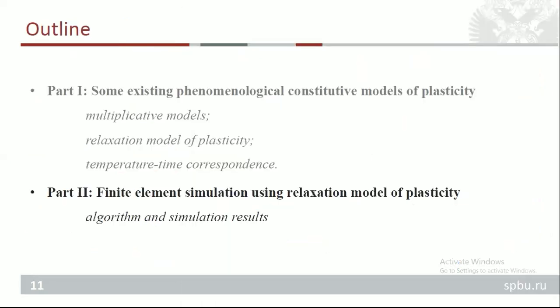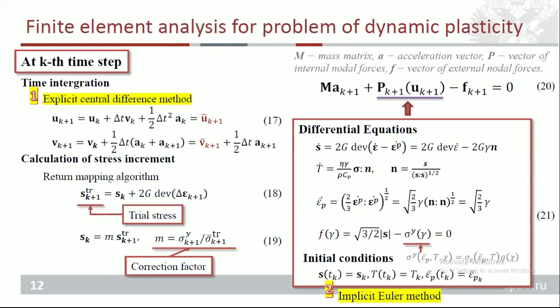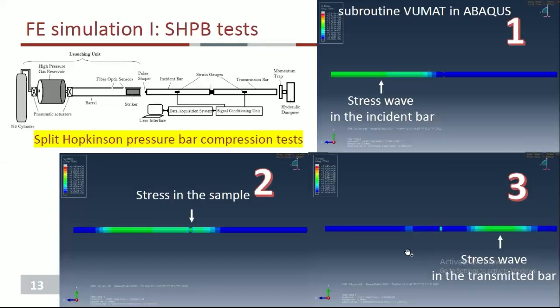In the last part of my presentation, I'll go more quickly. The finite element simulation using the RP model is presented. Generally speaking, in the finite element analysis, we solve this dynamic equation by the explicit central difference method. We also use the return mapping algorithm combined with the implicit Euler method to treat these differential constitutive equations, where the RP model is used to establish the yield surface equation. For validation, we conducted a series of numerical simulations, at first of Hopkinson pressure bar experiments.